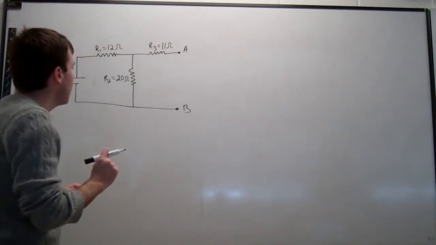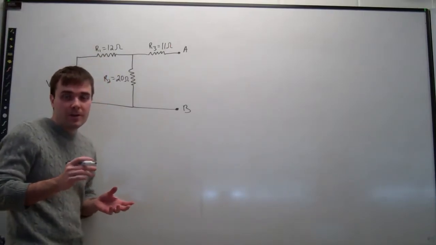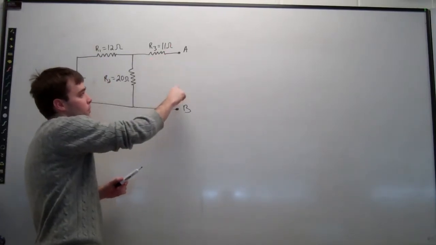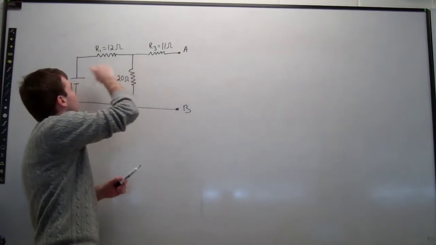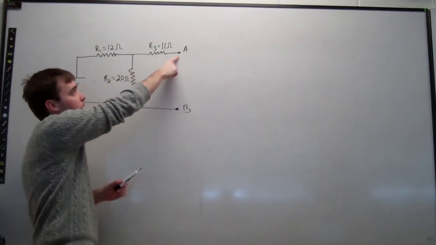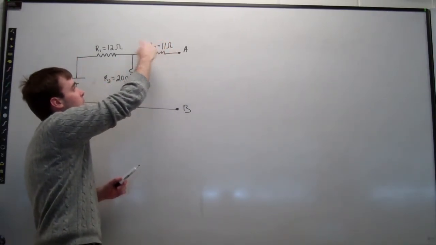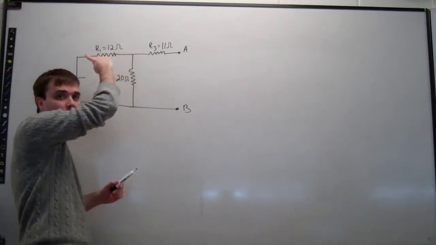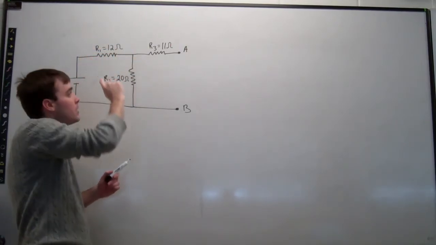What you do to find that is you do it just like we found the regular total resistance, except you act like the battery's not there, and you work backwards from here. So this is in series with these two in parallel. Does that make sense?